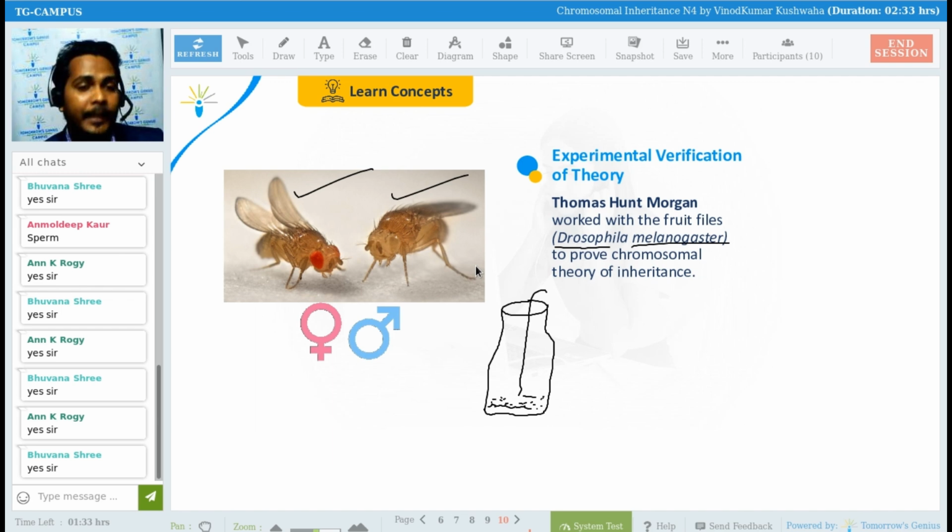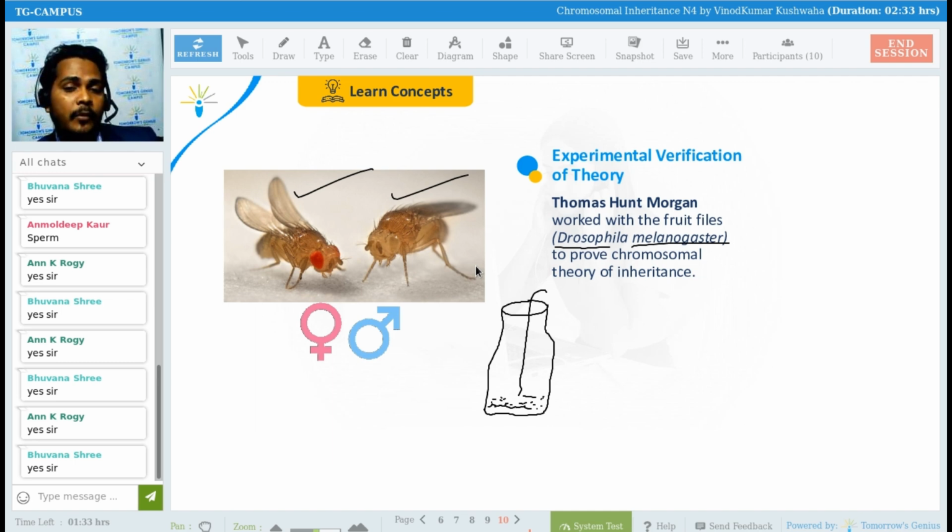So it is very easy to cultivate. It is easily cultivated inside a bottle, nurtured over media containing cream of wheat, molasses, or any agar. So first, it is easily available, and second, it is easily cultivated in a bottle.